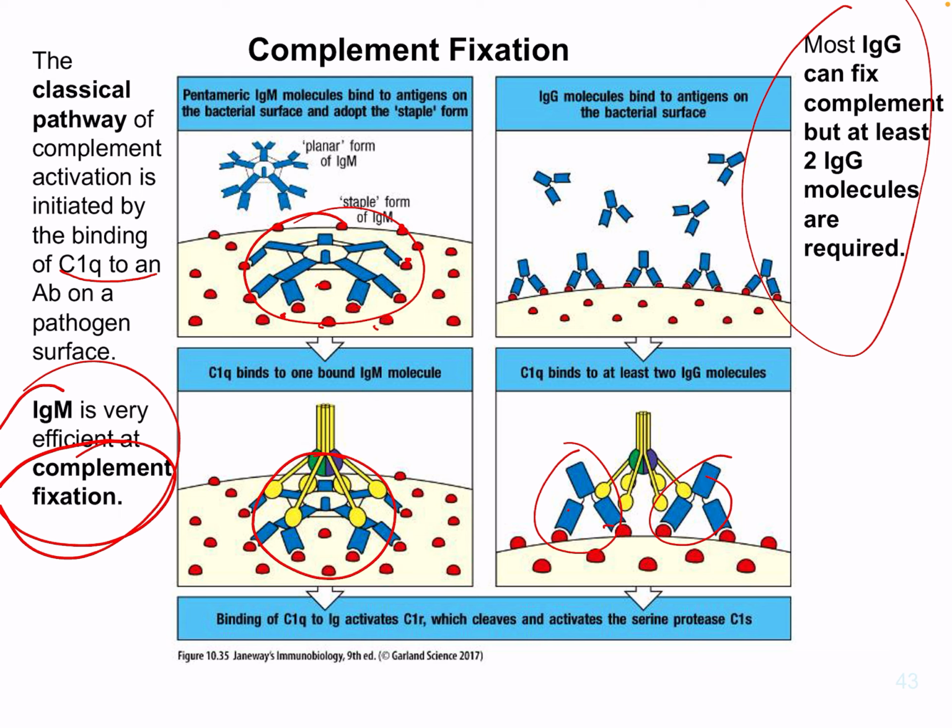We need these 2 molecules of IgG at once so that the complement, or C1q, binds properly to at least 2 immunoglobulin molecules. And both of these activate C1r, which cleaves and activates the serine protease C1s.